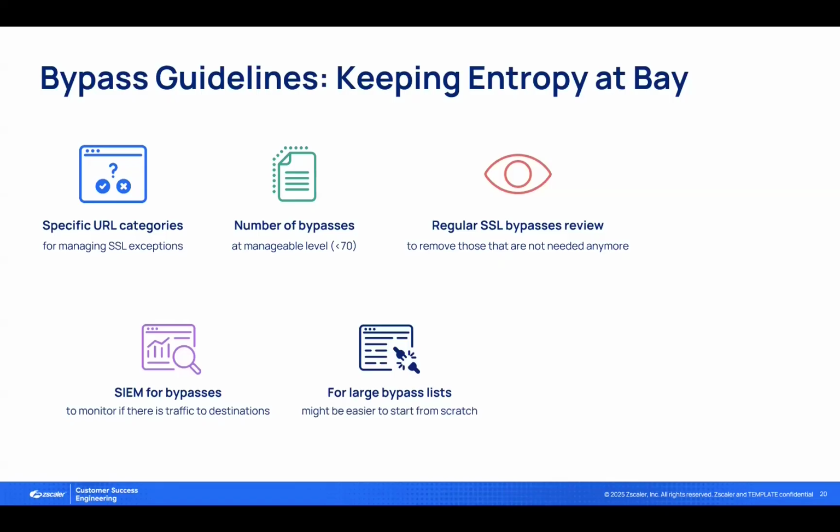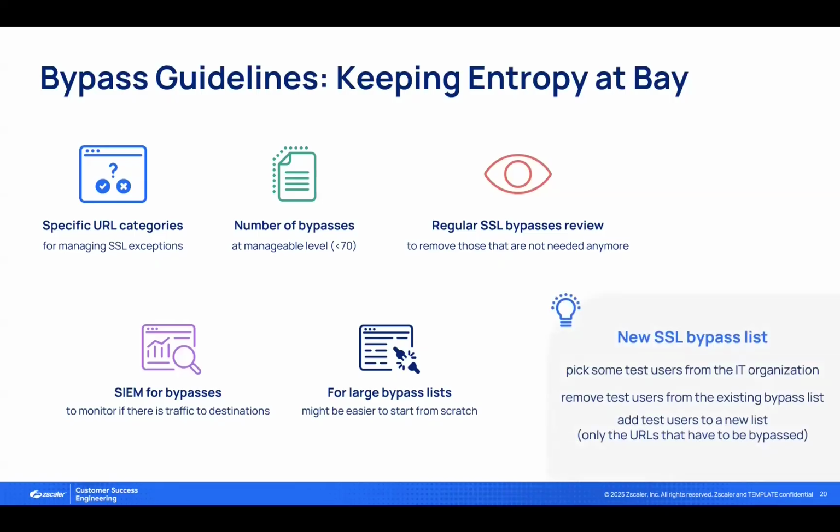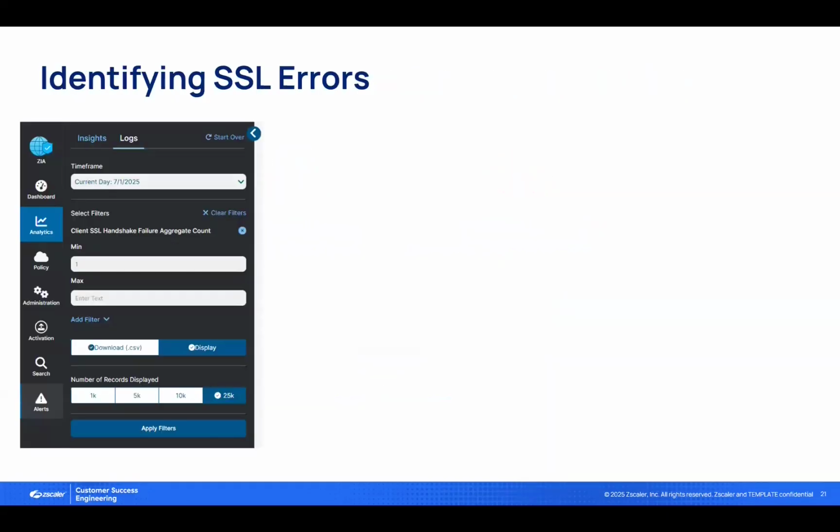For large bypass lists, it might be easier to start from scratch, repiloting the entire SSL inspection process with a small group of users and a mostly empty bypass list. But this is only really recommended for extremely large bypass lists with multiple thousands of entries. As with the pilot process, the way to do this is to pick some test users from your IT organization, remove them from the existing bypass list, and add them to the new bypass list once you've added URLs to that bypass list.